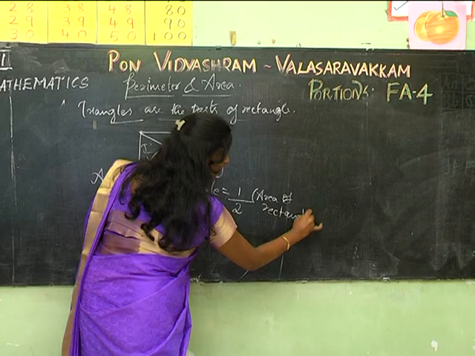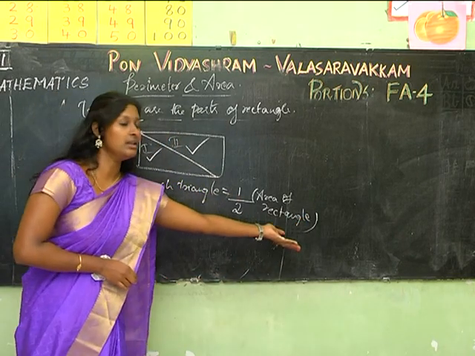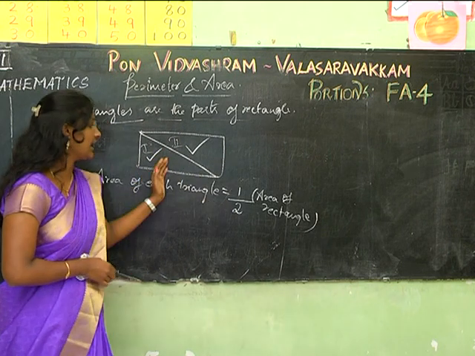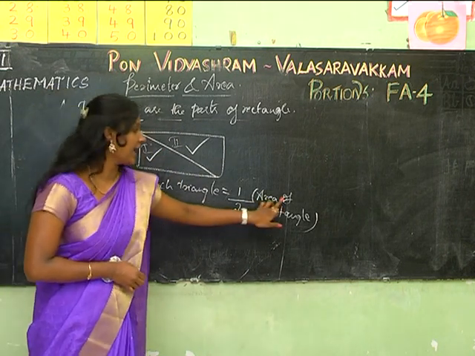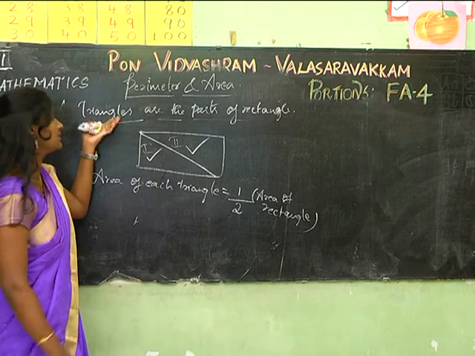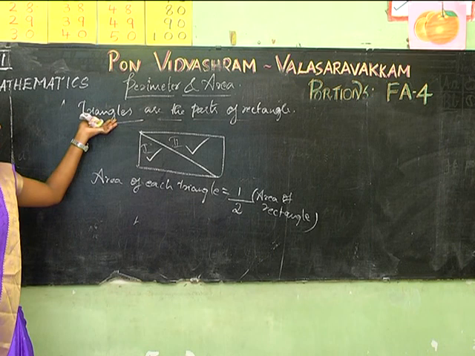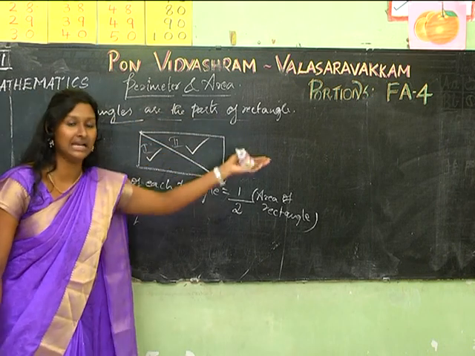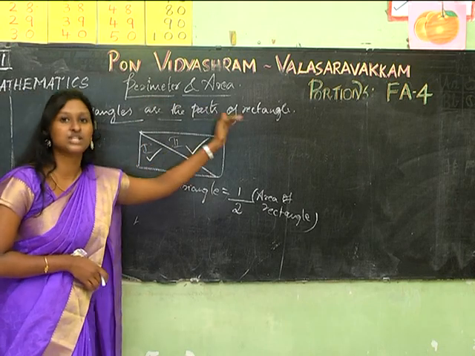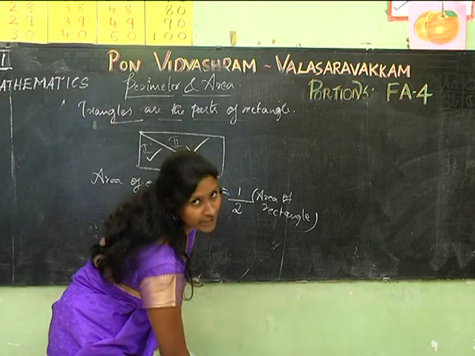Why do I mean it this way? My rectangle is divided into two triangles. So the entire rectangle is divided into two triangles, so the area of the rectangle is divided by 2. So this is the meaning of the topic, triangles as parts of a rectangle. Even we can consider triangles as parts of a square. In a similar way we can do it.